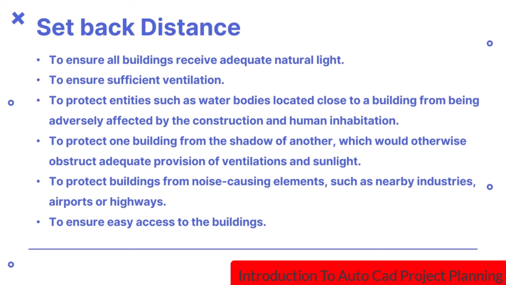Here are some reasons as to why setback distance is important. To ensure all buildings receive adequate natural light, to ensure sufficient ventilation, to protect entities such as water bodies located close to a building from being adversely affected by the construction and human inhabitation, to protect one building from the shadow of another, which would otherwise obstruct adequate provision of ventilation and sunlight, to protect buildings from noise-causing elements such as nearby industries, airports, or highways, to ensure easy access to the buildings. In short, the purpose of setbacks is to ensure one building does not infringe on the other building's right to sunlight, ventilation, greenery, and vehicular access.